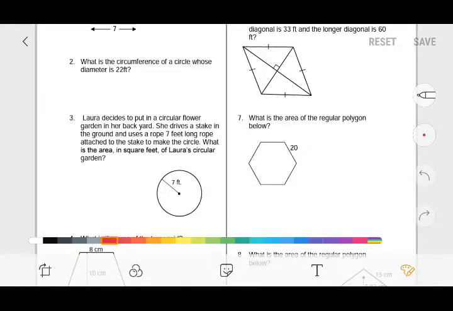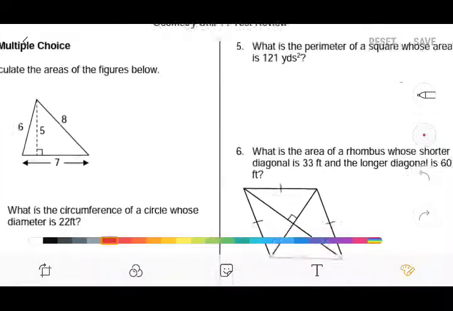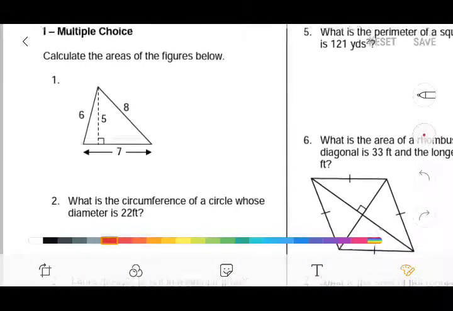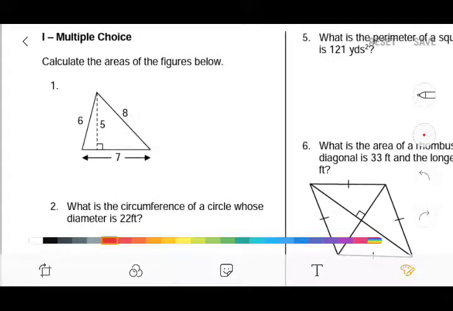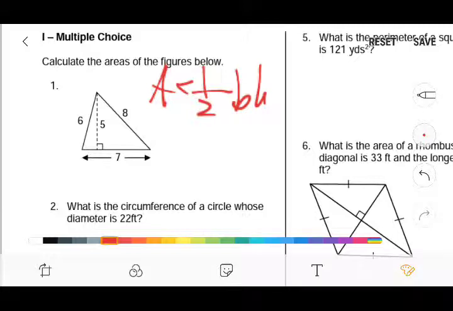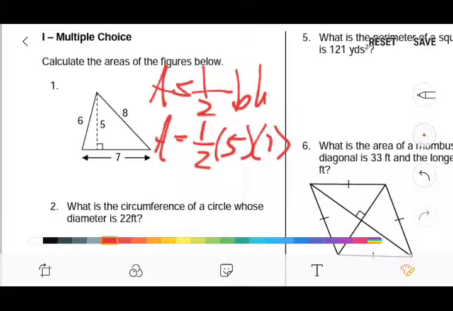Let's try this out. So we'll start here. Calculate the area of the figures below. This is a triangle, so it's A equals 1/2 base times height. So its area equals 1/2 times 5 times 7. So 5 times 7 times half is 17.5.